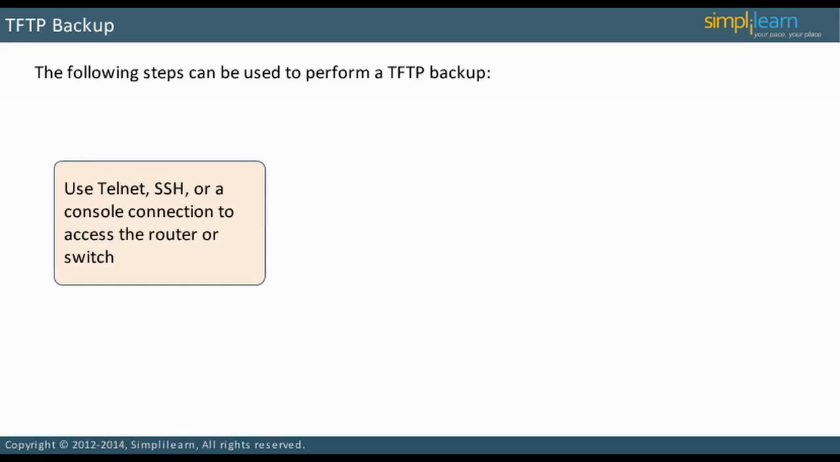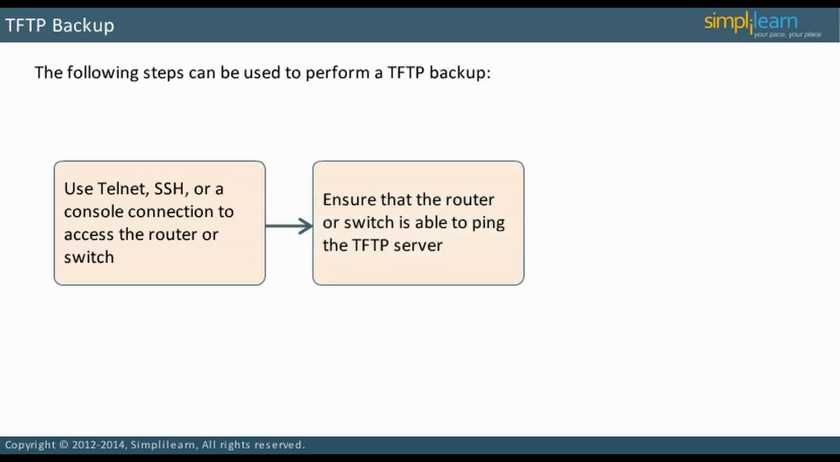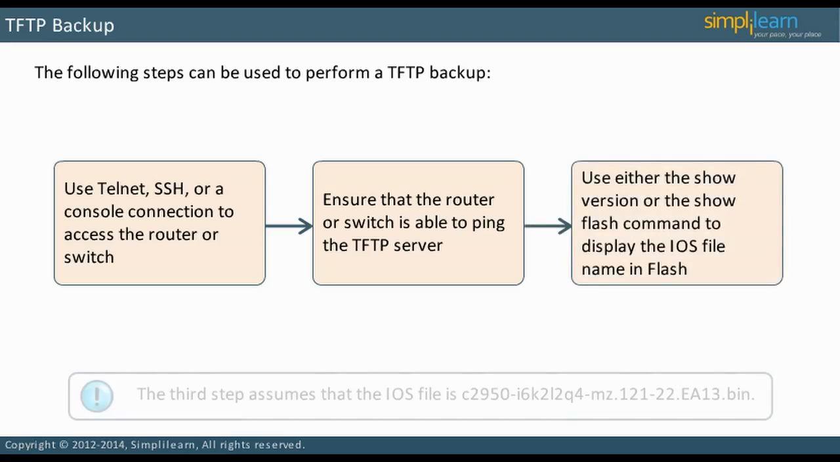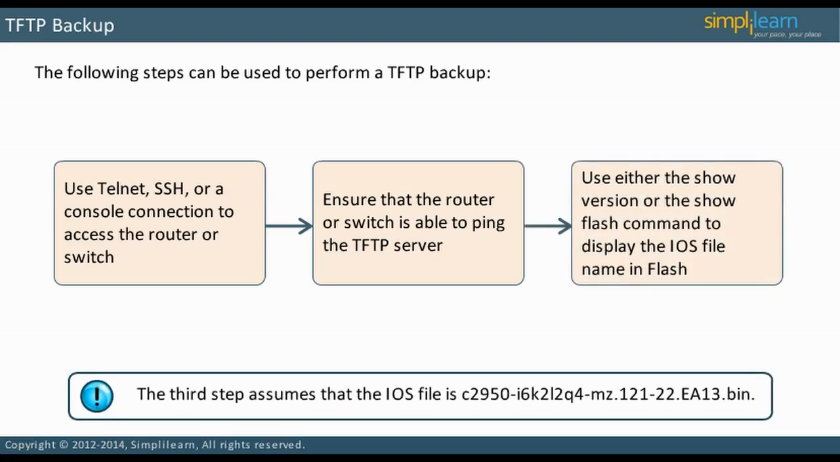Use Telnet, SSH, or a console connection to access the router or switch. Ensure that the router or switch is able to ping the TFTP server. Use one of the commands shown on the slide to display the name of the iOS file in flash. The address of the TFTP server, depending on your network, may require full qualification. In other words, specifying the location, directory, and file name. Let us continue our discussion on TFTP backup in the next slide.